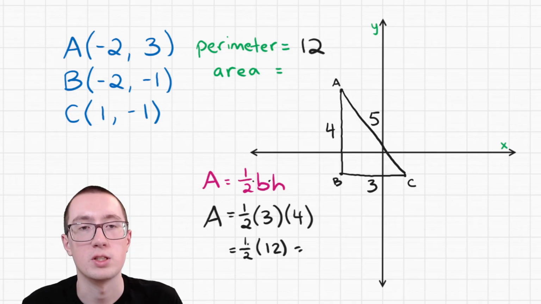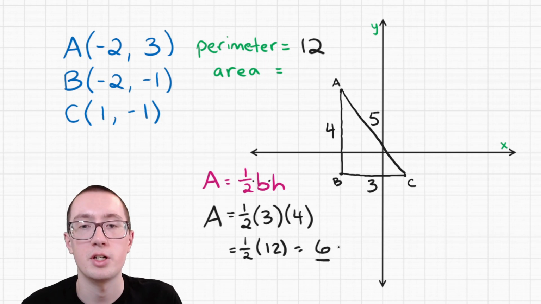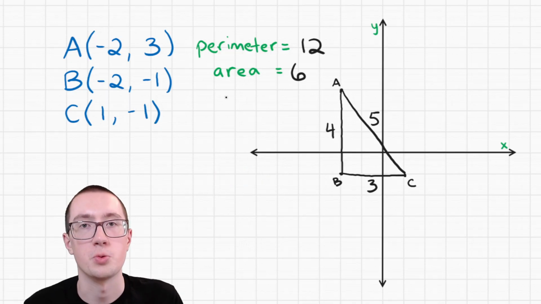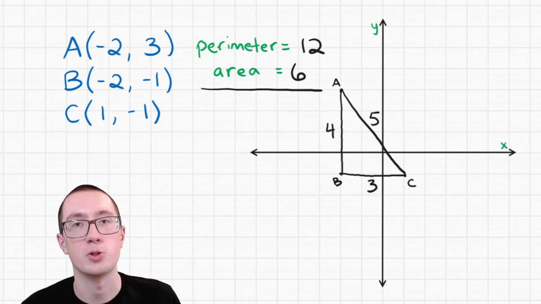Well, multiplying by one of these fractions is the same thing as division. So this is the same thing as 12 divided by 2. 12 divided by 2 is 6, which means that the area of our triangle is 6, using the area of a triangle formula. So these are our final answers. The perimeter of the triangle is 12, and the area of the triangle is 6.